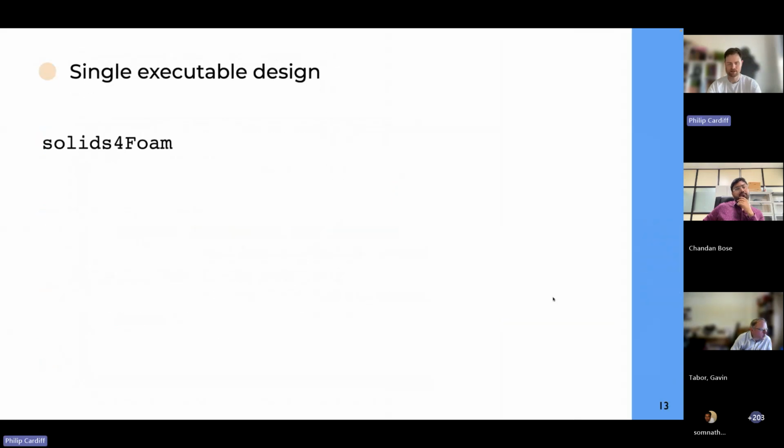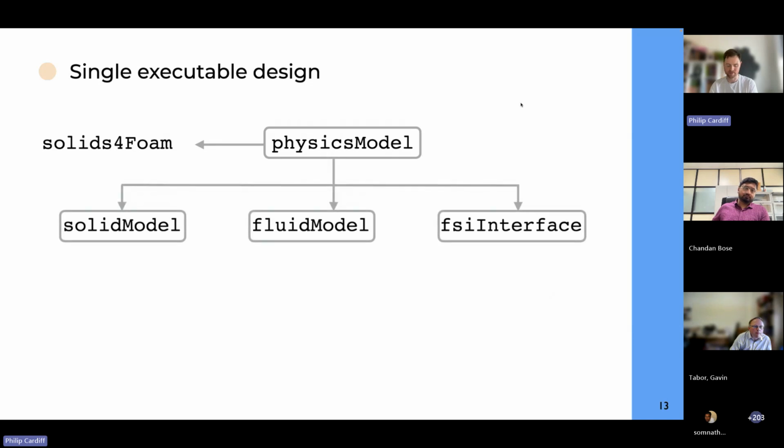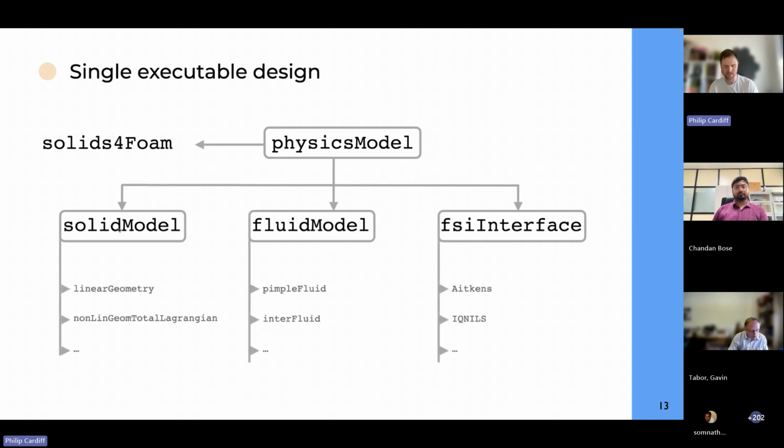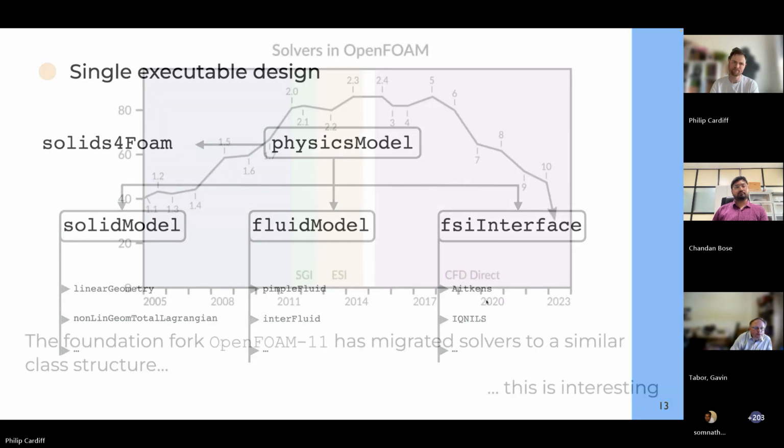Okay, and then solids4foam is a toolbox, but solids4foam is the actual solver as well. And there's just one solver, but that's a wrapper solver. And that just creates a runtime selectable physics model. And that physics model could be a solid model or a fluid model or an FSI model. And within each of those, you can have small strain, large strain solid solvers. Fluid models can be things like pimpleFoam or interFoam or things like that. And then there are different coupling procedures. So it follows this modular approach.